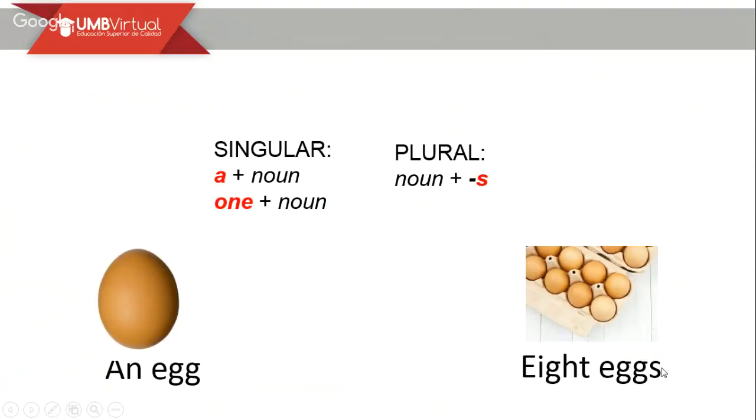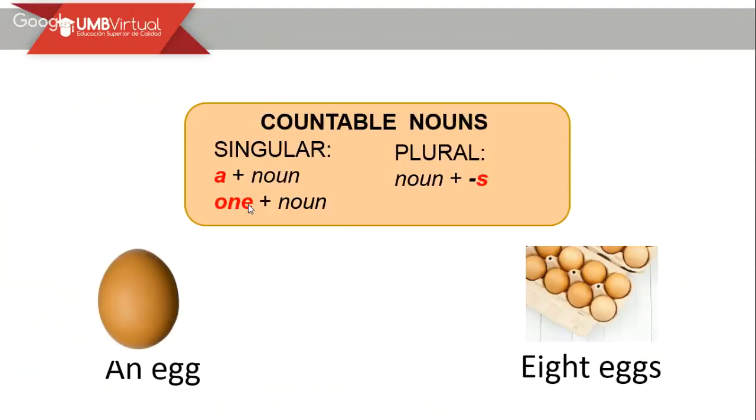Plural, noun plus s. Eggs. The only difference is that we're going to add s at the end of this word, and before this word we have the number. When we have something plural, we are not going to add a or one. No, right? It's not okay to use those just for singulars.